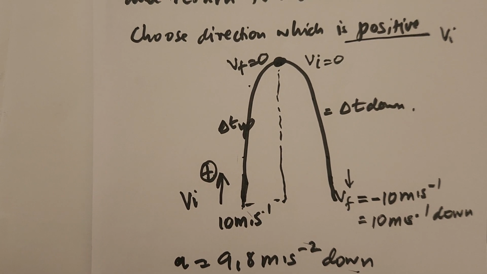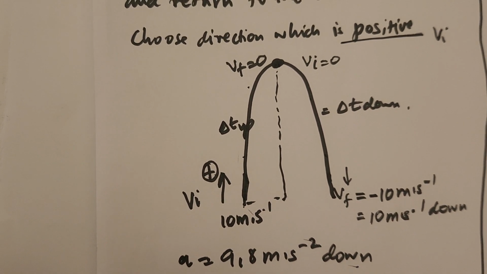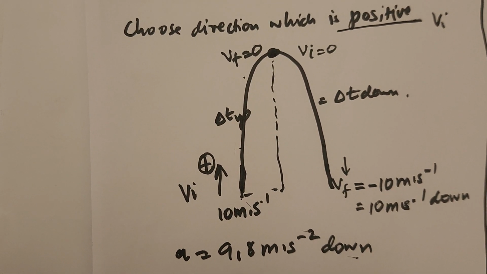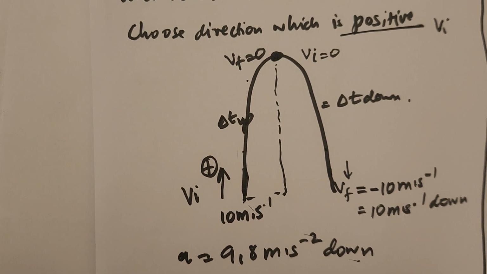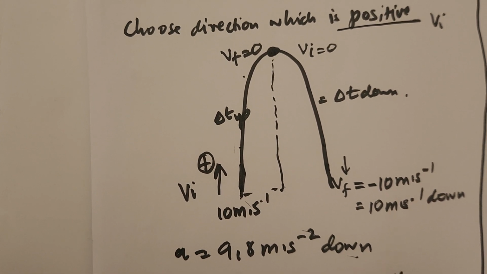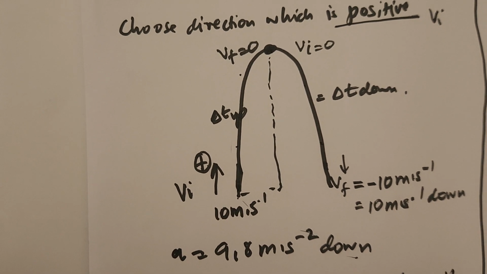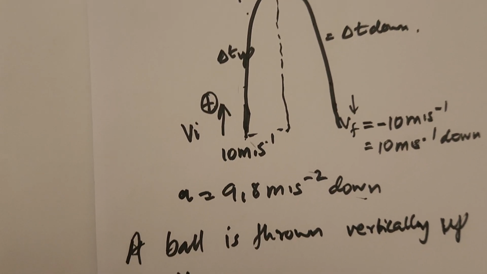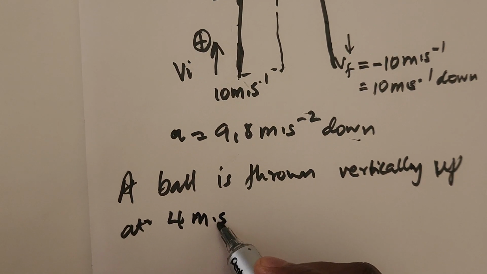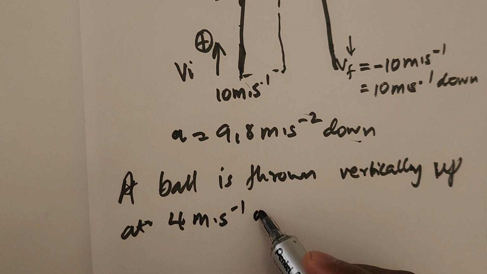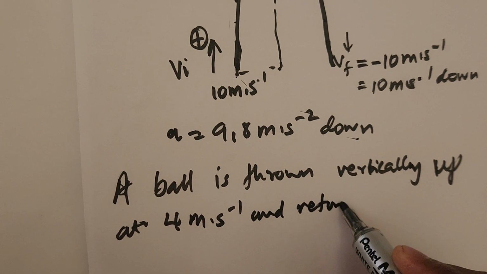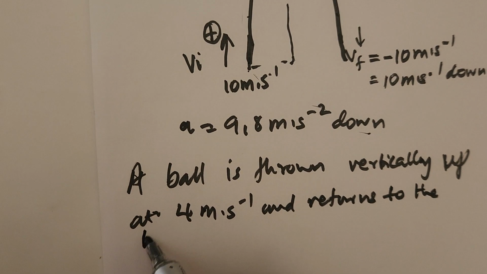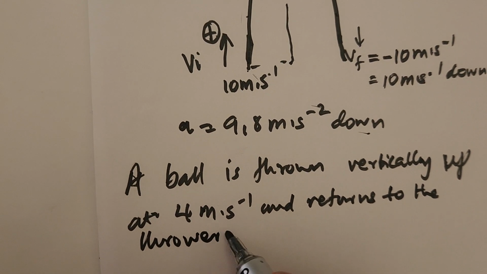Now let's take one example here. It says a ball is thrown vertically upwards at 4 meters per second, and returns to the thrower's hand.